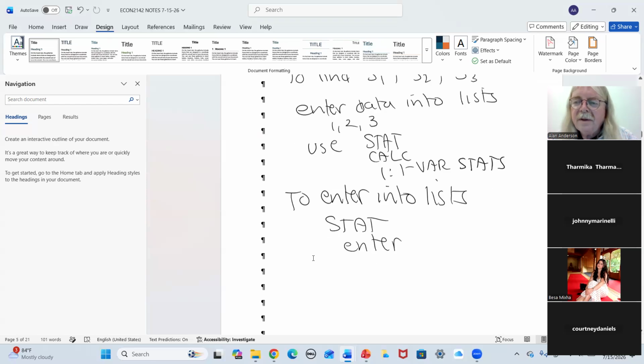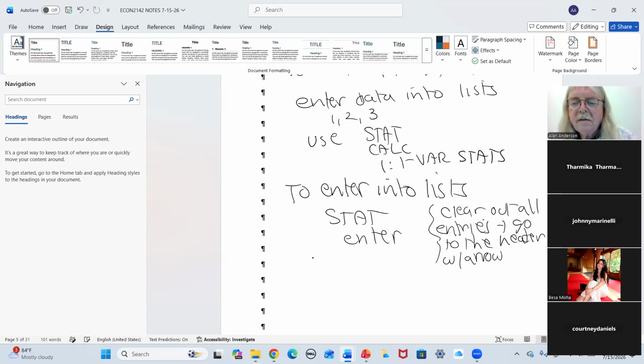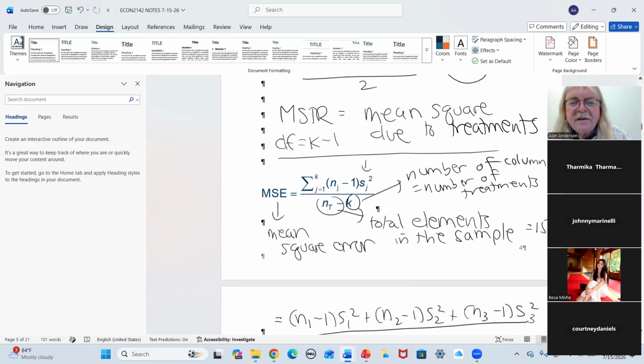Now remember to go to the top and clear out all the old entries. Here's what you have to do. Go to the header, not the top row, but the header, with your arrow key and hit the clear button, which you'll find in the upper right-hand corner. All right, so let's do that first. You definitely have stuff in there now. Type in these numbers in the first three lists.